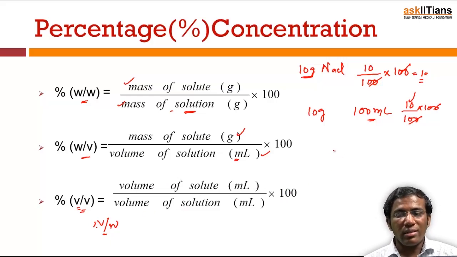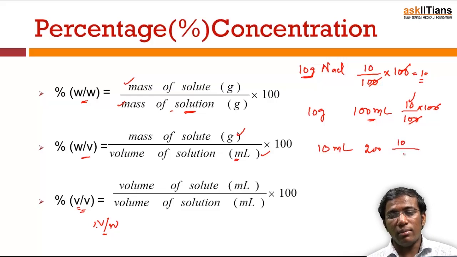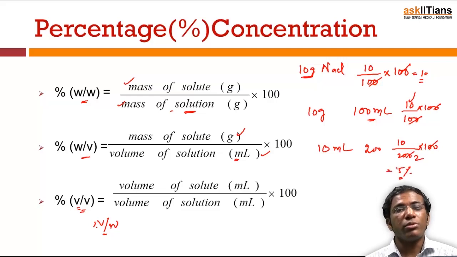Suppose I am adding 10 ml of water to some other solvent, and I am getting a solution, say 200 ml of solution. I form it by adding the 10 ml of water to some other solvent. So what will be its volume by volume percentage? The volume of solute you added, that is 10 ml, divided by the volume of solution, which is 200, into 100. So you will get 5%. This 5% is the volume by volume percentage.